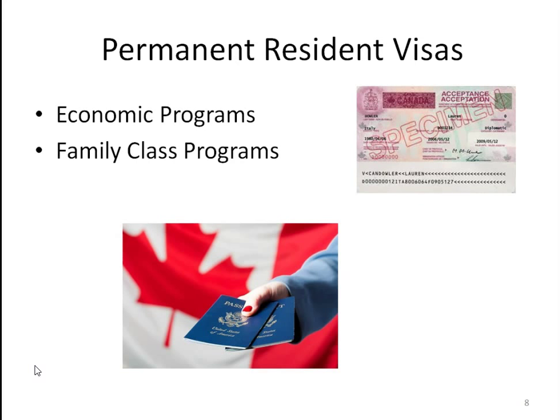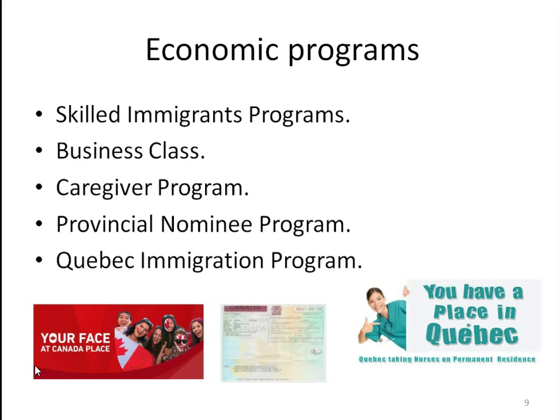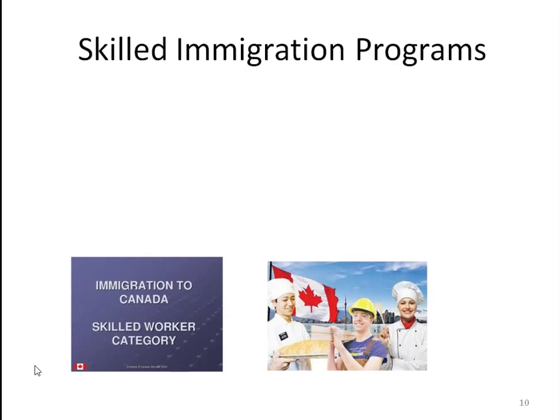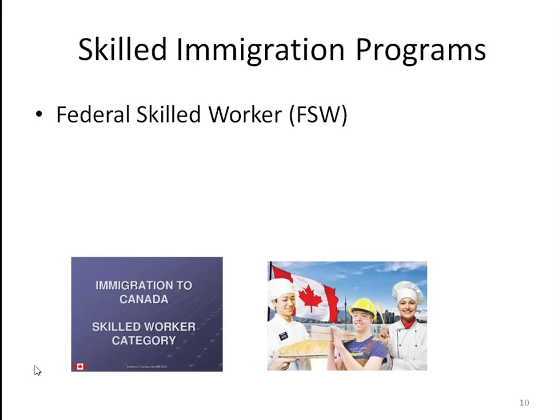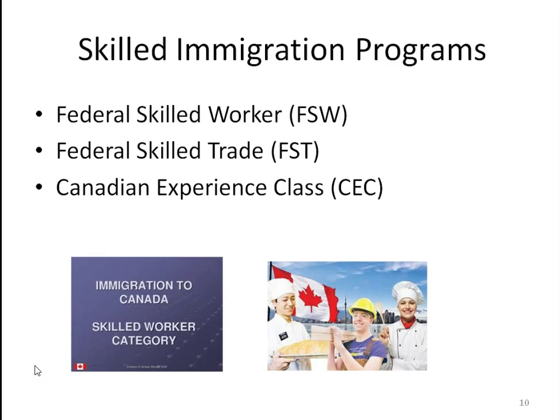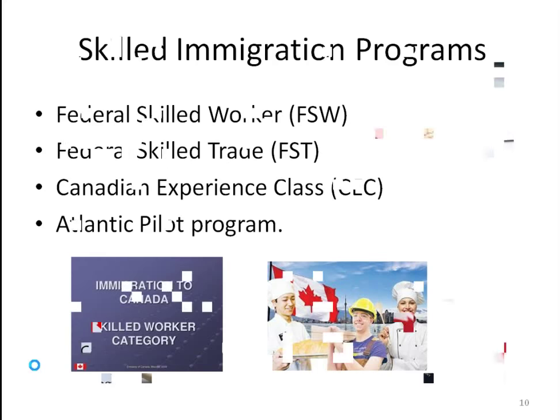The permanent resident visa are divided into economic programs and family class programs. The economic programs are very popular, and among them we can find the skilled immigrant programs, the business class, the caregiver program, the provincial nominee program, and the Quebec immigration program. In the skilled immigration program, we find the federal skilled worker, the federal skilled trade, the Canadian experience class, and the Atlantic pilot program. It's a new program introduced for Atlantic Canada.